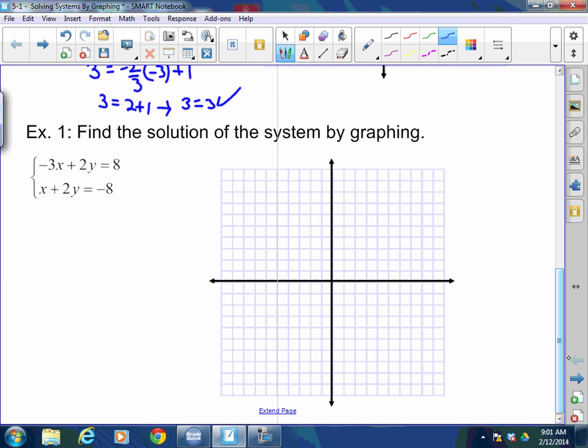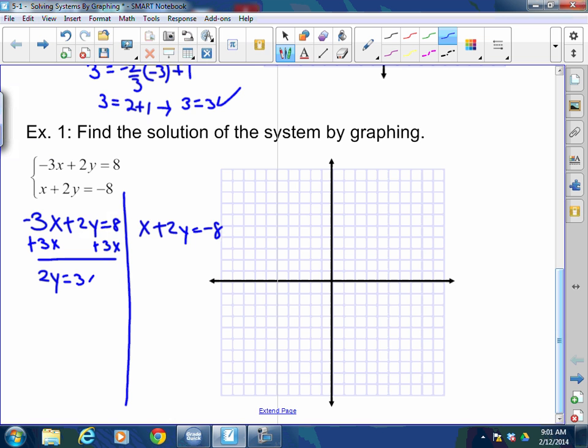Excuse me. What happens in this situation? Are these in slope-intercept form? No. Are A and B factors of 8? No. Whoever said yes, no, they're not. So I'm going to have to solve for y. So let's solve each of these for y. And that is a skill that we have already learned. Add 3x to both sides.